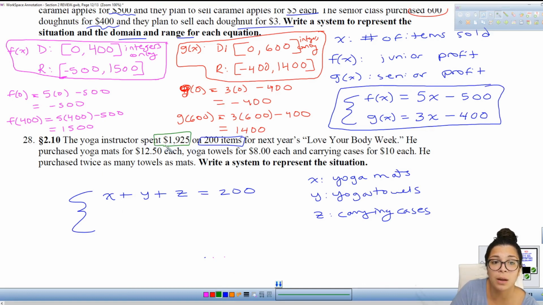I spent a total of $19.25, right? Now, that's going to be calculated with how much money I spent on yoga mats, which were $12.50 each. So $12.50 times the amount of yoga mats that I purchased. And then to that, I need to add how much I spent on yoga towels, which I purchased for $8 each. And then to that, I need to add how much I spent on carrying cases, which I spent $10 each. And that equals the total amount of money I spent, which is $1,925.